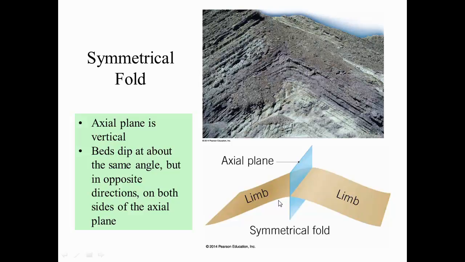For example, in the lower figure, if we were to measure the angle of dip for the limb to the left and also for the limb to the right, those angles should be equal. The limbs are dipping away from the axial plane in opposite directions at the same angle, and this by definition is a symmetrical fold.